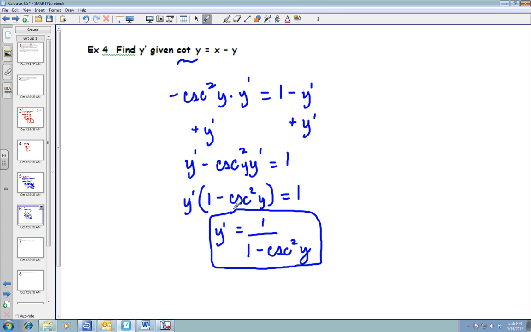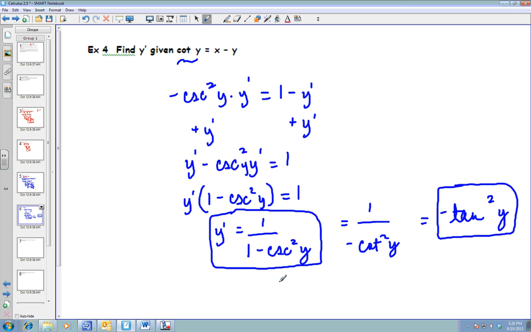In the back of the book, here's what they're going to do. They're going to say, remember your Pythagorean trig identities? 1 minus cosecant squared y is the same thing as negative cotangent squared y. And then they're going to say, well, 1 over cotangent is really tangent squared y. So in the back of the book, they will probably have this. If you got that part, that would be sufficient.